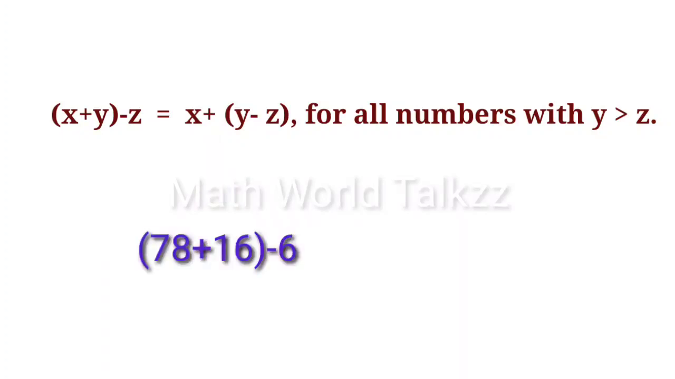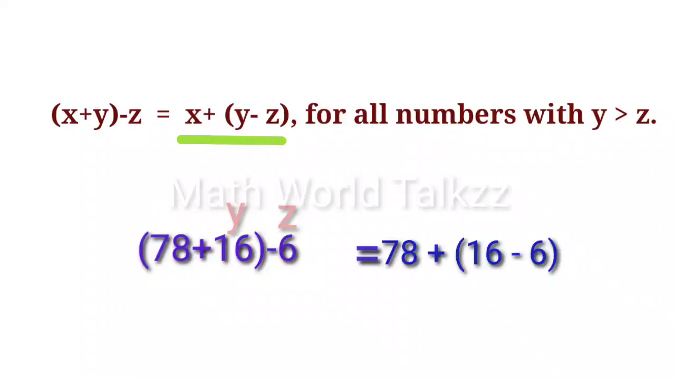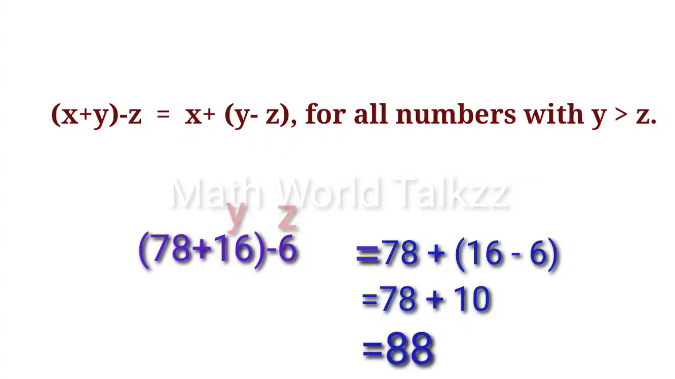Here 78 plus 16 minus 6. So it is easy to subtract 6 from 16. So we can use the rule. Rewrite it as 78 plus, inside the bracket, 16 minus 6. So 16 minus 6 is 10. Then 10 plus 78 is 88. So we can add easily. We can use this rule because 16 is greater than 6.